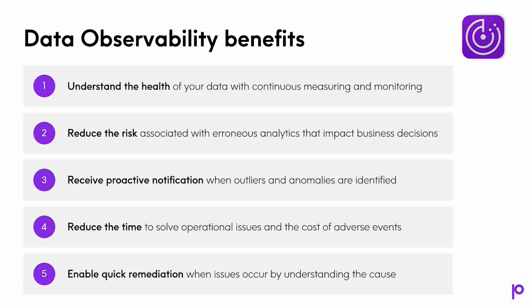Proactive alerts are provided when the intelligence determines there's an anomaly or outlier, and that notification is shown both visually and pushed out to the appropriate users. Data observability also enables you to reduce the time to solve operational issues and reduce the cost of potentially adverse events. And finally, it allows you to quickly remediate the issues, and the integrated data quality capabilities further expedite this process.